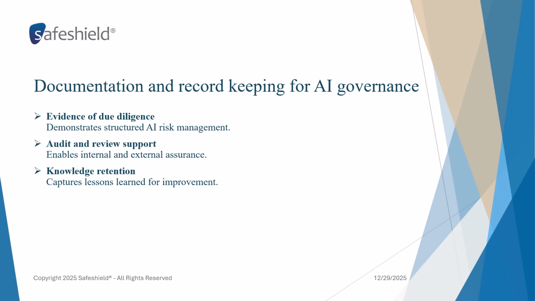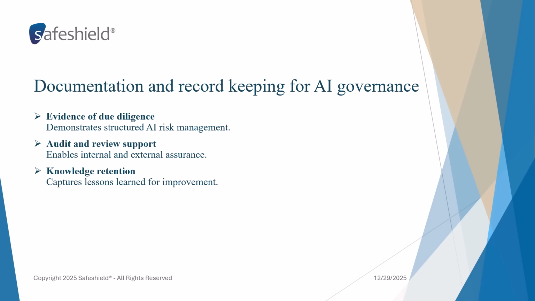This includes system descriptions, intended use definitions, data sources, design and model selection decisions, risk assessments, testing and validation results, governance approvals, monitoring outputs, and incident records. Documentation should also capture changes over time, such as model updates, retraining events, modifications to deployment contexts, and changes in risk acceptance decisions. These records enable traceability and support informed oversight.